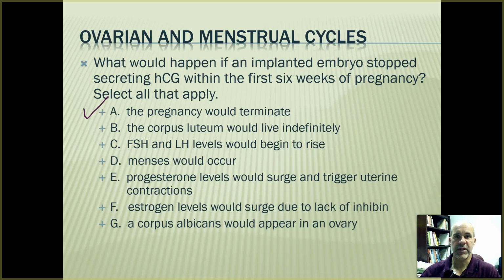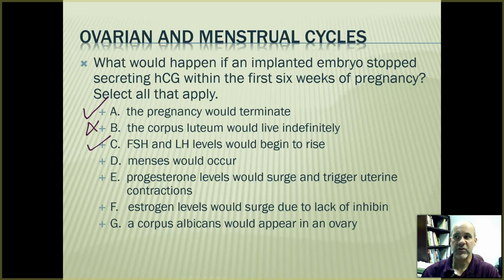Absolutely. No HCG, corpus luteum dies. If you're not making the estrogens and the progesterone, a miscarriage is going to take place. The corpus luteum would live indefinitely. No, we just said it would die. FSH and LH levels would begin to rise. Yeah, most likely if the corpus luteum dies, it's producing the hormones that have negative feedback on FSH and LH release. So those levels would begin to rise.